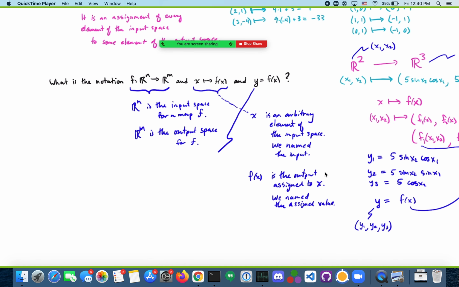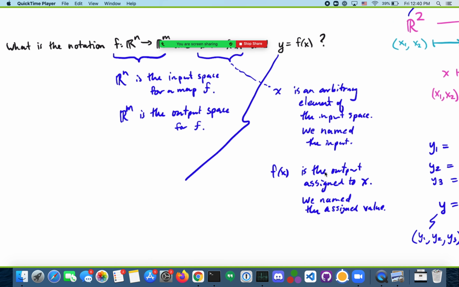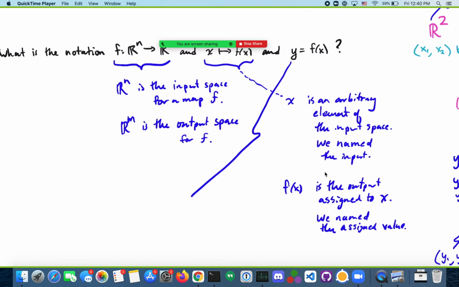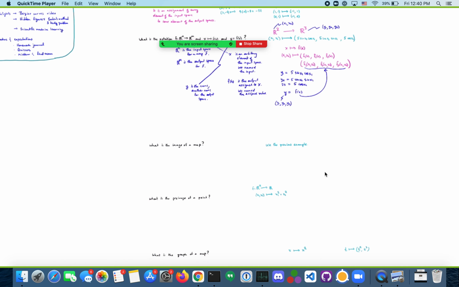Let's maybe take this over here. My answer to that would be that y is the name, another name really, because we already sort of called it f of x. Y is another name for the output space. Okay, excellent. Okay, let's move on to the next question.